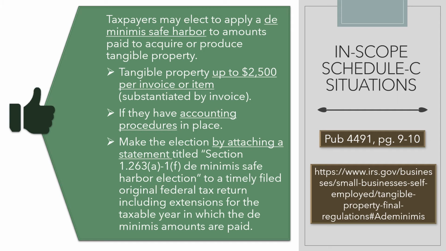So long story short, if somebody is filing a late return and they didn't have an extension, or they've exceeded the extension period, they can't be making this election. But as long as they're timely filing, this is something that they can elect to do. So 179 expensing is out of scope, but the de minimis safe harbor is in scope.